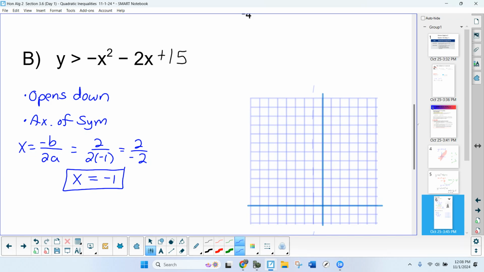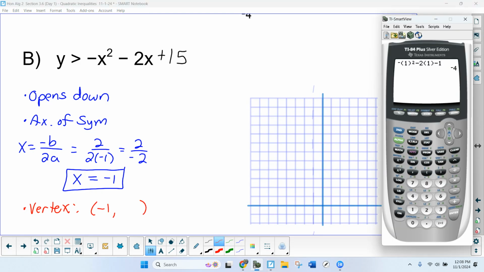All right. Quinn, help me with my vertex. How are you going to find your vertex then? Plug it back in. We know it's negative 1 something. We got to find the y. He says plug it back in. So negative 1 squared minus 2 times negative 1 minus 15. What'd you get?